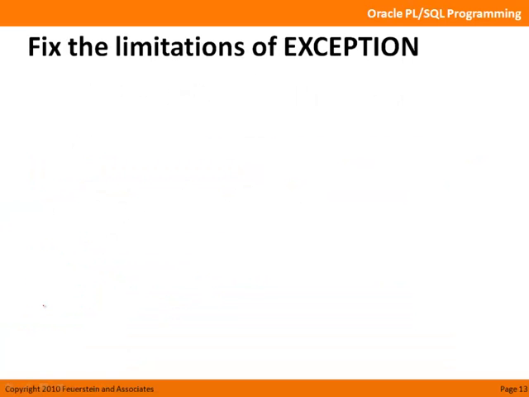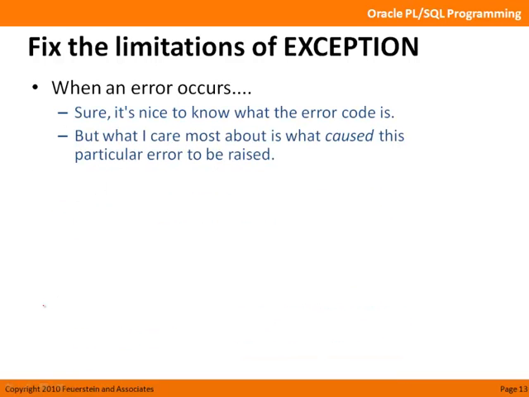So let's talk about this idea of fixing the limitations of the exception data type. So when an error occurs, what information do we get from Oracle? We get the error code and we get the error message, and that's it. And sometimes the error message has some specific information. Sometimes, and mostly, it's very generic. Now, I suppose it's nice to know that the error number is -1855. But what I care about most is not the error number and the generic message, but what caused this particular error to be raised.